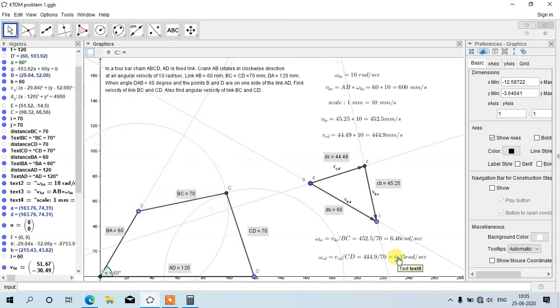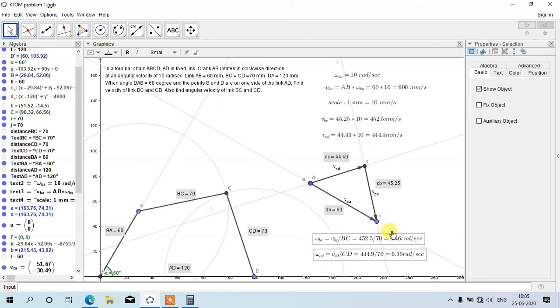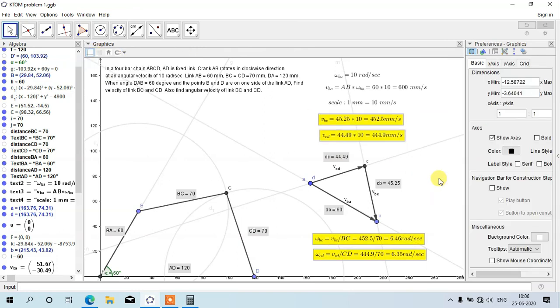So this completes our example. These are the answers that we got. This is how you can find the velocity and angular velocity of any link using the graphical method.